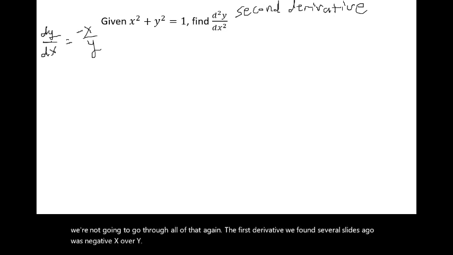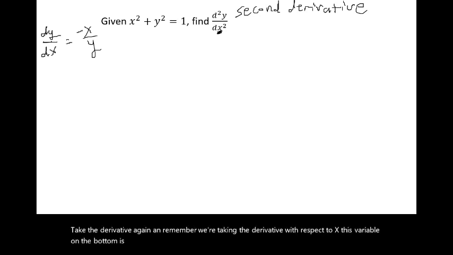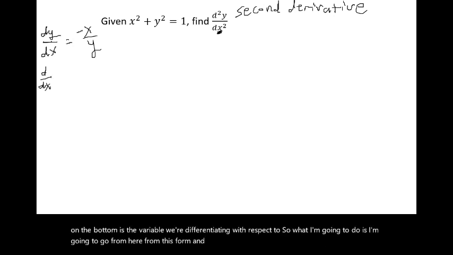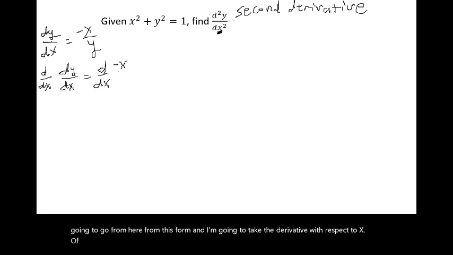So we are going to take the derivative again, and remember, we are taking the derivative with respect to x. This variable on the bottom is the variable we're differentiating with respect to. So I'm going to go from this form, and take the derivative with respect to x of both sides of this equation.